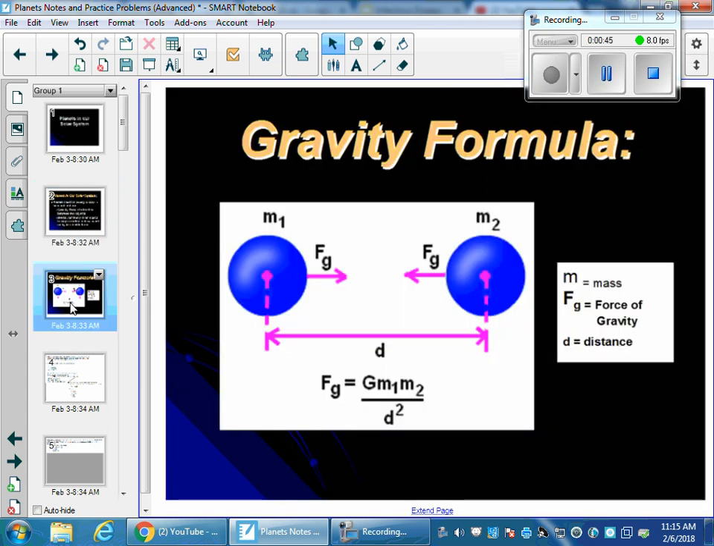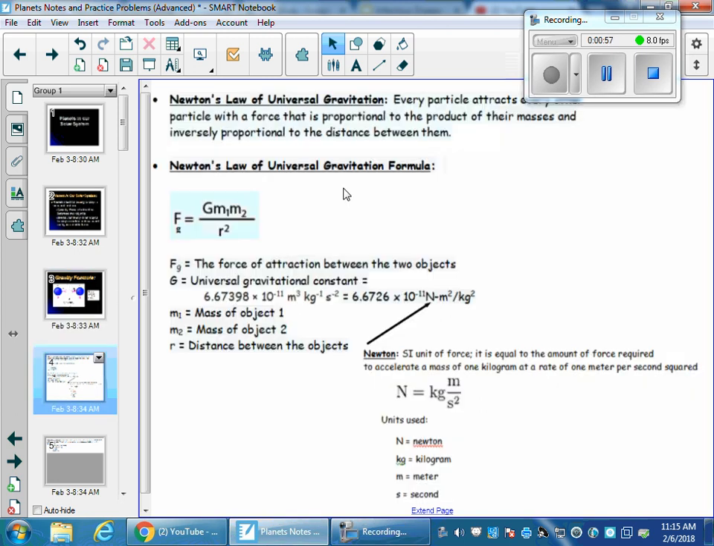Gravity is actually something that we can calculate, the force between two objects. And there's an equation that we will use to calculate the force of gravity between different things. If you take a look at this formula, you've got F of g, which is the force of attraction between the two objects. That's what you're going to be calculating.